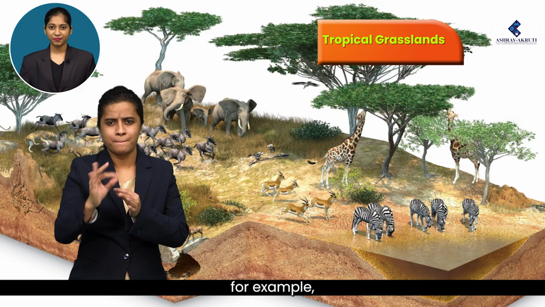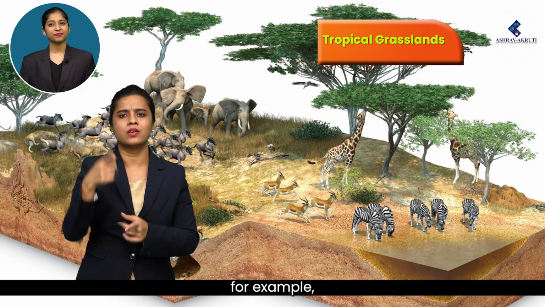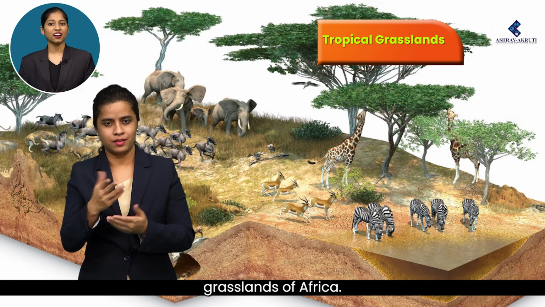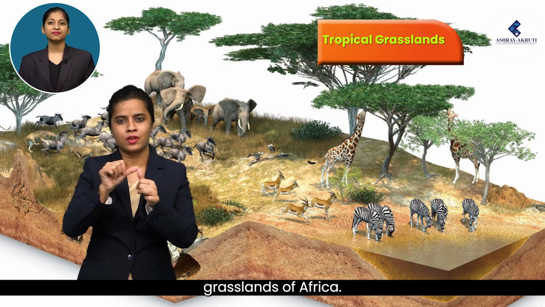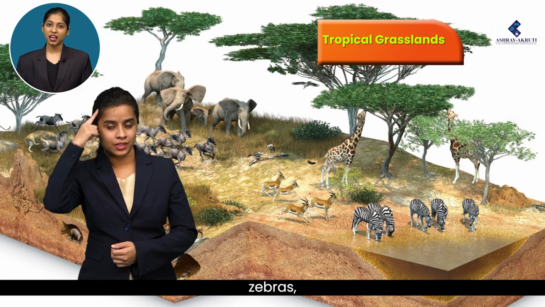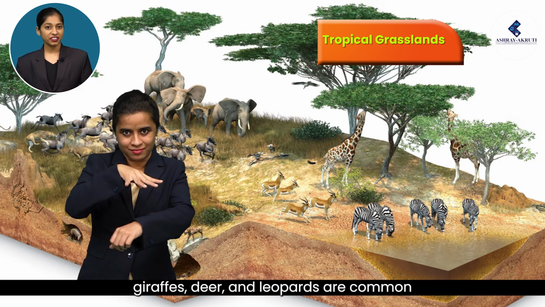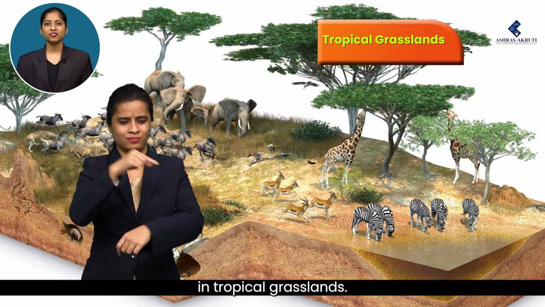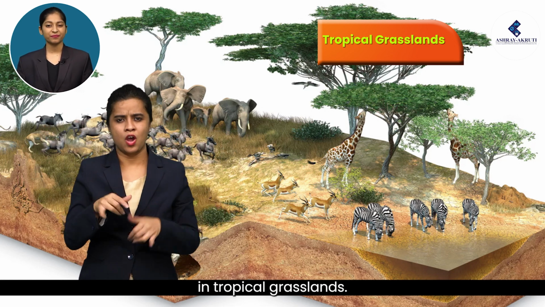For example, the savanna grasslands of Africa. Elephants, zebras, giraffes, deer and leopards are common in tropical grasslands.